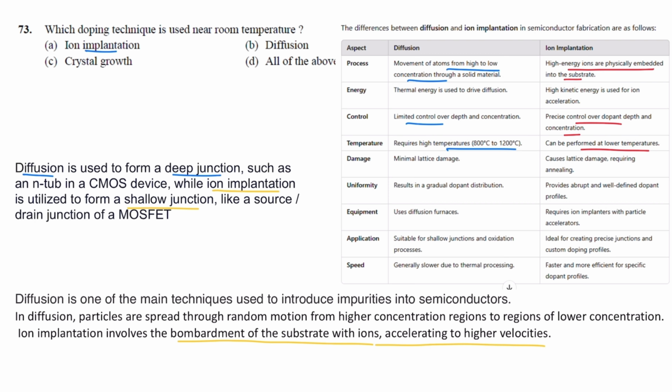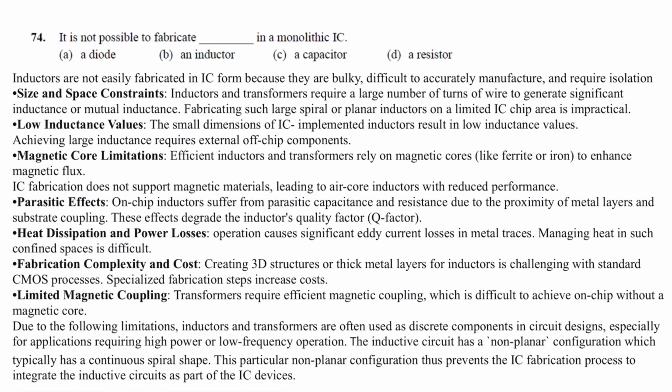Next question. It is not possible to fabricate dash in a monolithic integrated circuit. A diode can be fabricated, a capacitor can be fabricated in a monolithic IC, a resistor is possible to fabricate, whereas inductors and transformers it is not possible to fabricate in monolithic integrated circuits.